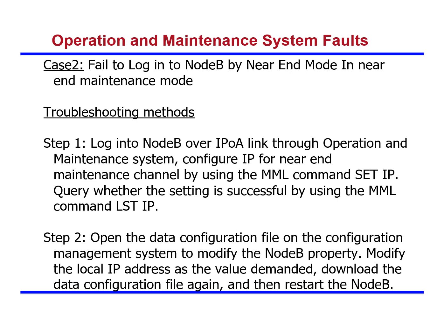Step 2. Open the data configuration file on the configuration management system to modify the Node B property. Modify the local IP address as the value demanded. Download the data configuration file again and then restart the Node B.